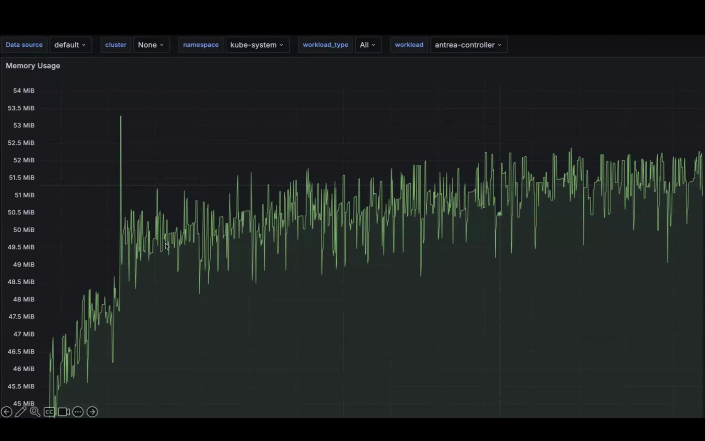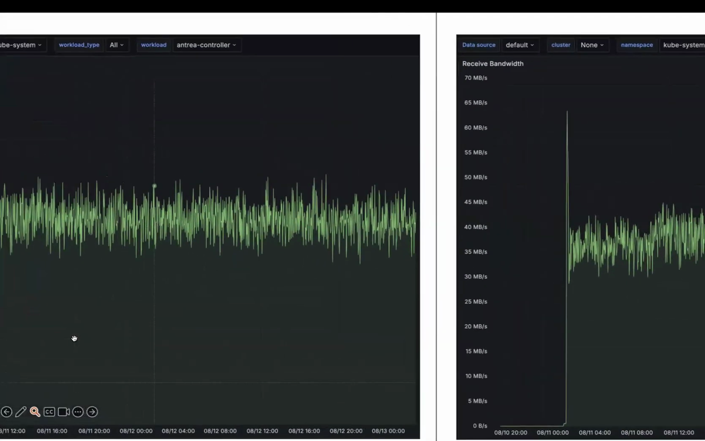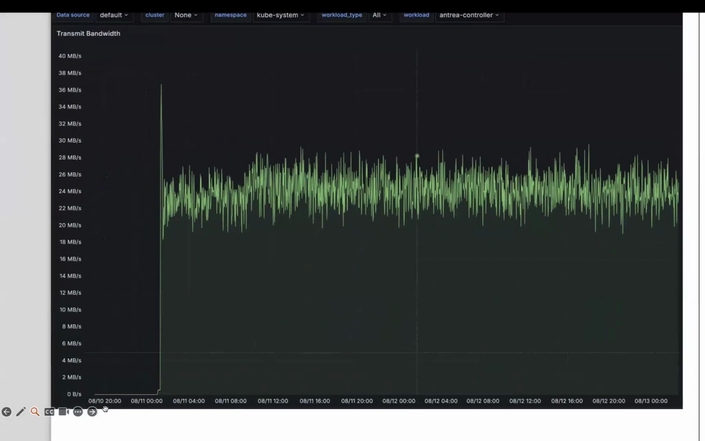So this was the memory usage of the Antrea controller. Again, the difference between the data points is 60 seconds here also. Now this is the transmit and receive bandwidth of the Antrea controller. Initially, during the first 6 hours, it was idle, so it's negligible.